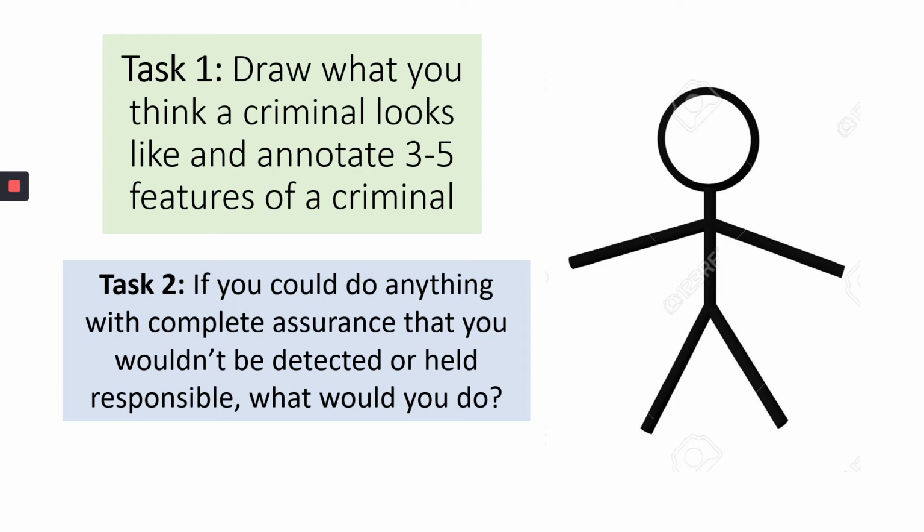Also think about if there is anything you could do with some sort of assurance that you wouldn't be detected, you wouldn't be held responsible, you wouldn't be caught, what would you do? Because this kind of links to what we're going to be doing later when we think about sanctions in terms of crime and deviance. And does prison work? So is prison the only thing that is stopping us from breaking the law?